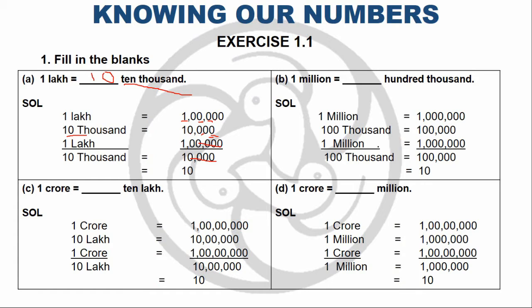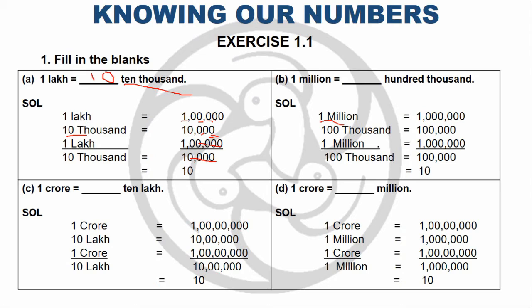Okay, what is the second subdivision, B? 1 million equal to dash 100,000. What is the question asking here? How many 100,000s are there in 1 million? 1 million is an international system, so after every 3 digits we put commas to separate the thousand and million. It can be written as 1 comma 000 comma 000. Then 100,000 can be written as 100 comma 000.